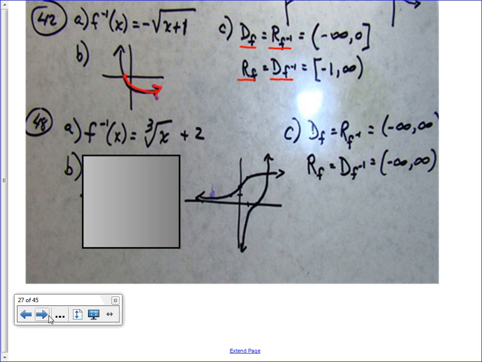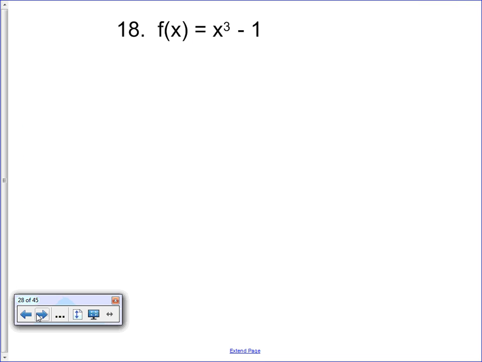I'm going to work a couple of these for you. The most asked for problems were 18, 27, and 42, so we're going to work those. Okay, so here's problem 18. The directions here ask you to find the inverse, and that's the main thing I'm just going to do. Let's practice finding the inverse.